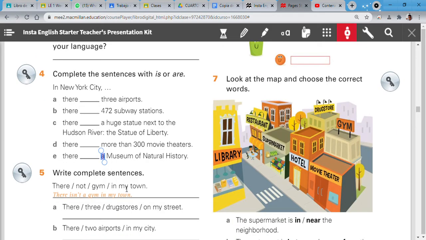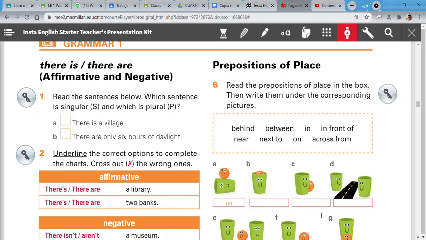Excellent. Remember, I'm not writing the answers because the idea is that you can listen and work on your books. Number 5, there is an activity. We're going to do this in our classes. And also we have prepositions of place.